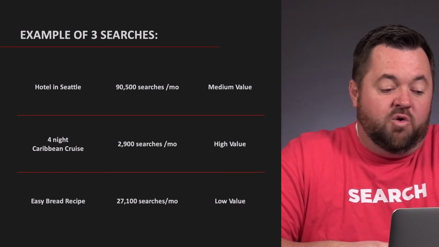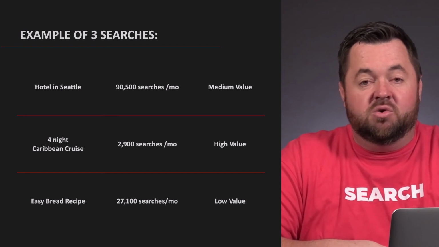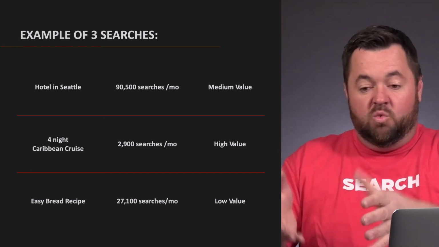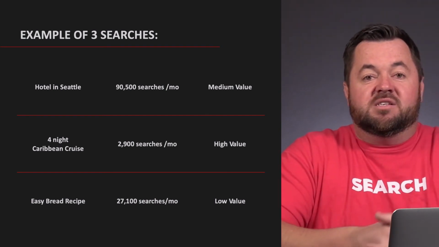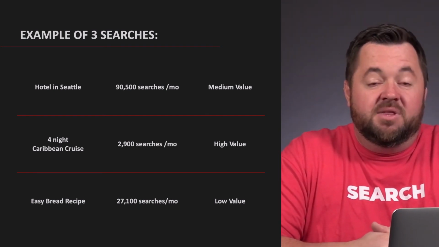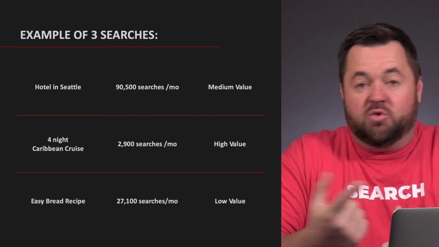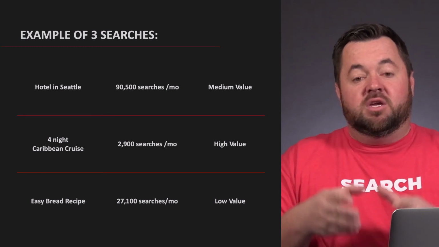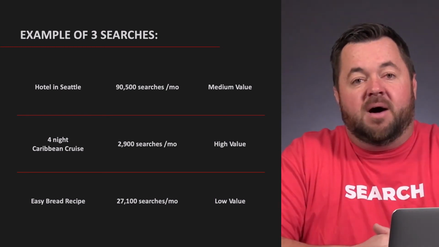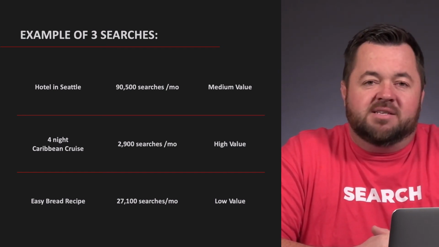Now, the next one, 4-night Caribbean cruise, that's very specific. That's somebody that wants to go to a specific part of the world, and they know that they want to go for 4 nights. So this one gets 2,900 searches a month, but this is what we would call high value. So if you are a cruise company that cruises in the Caribbean, this is a money search for you. You want to make sure that your company is at the top of the pile when somebody does this search.